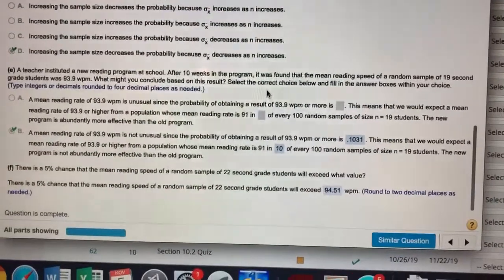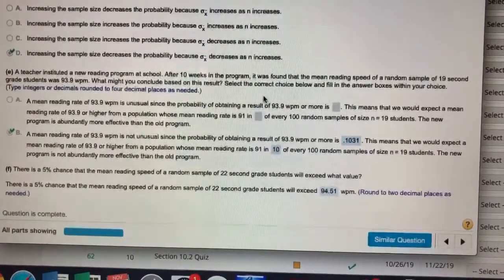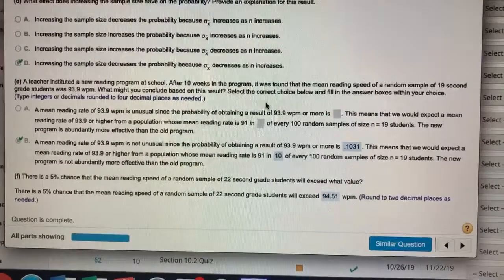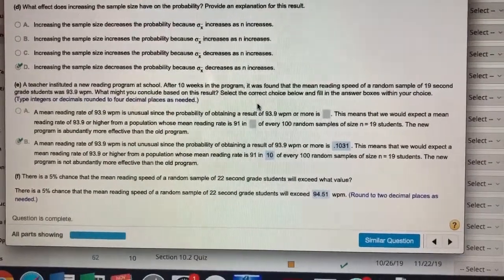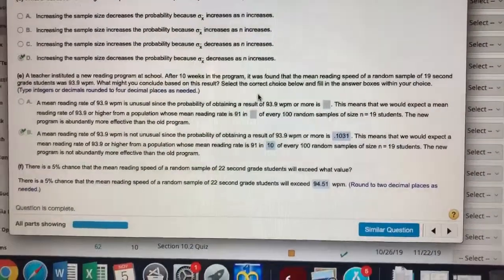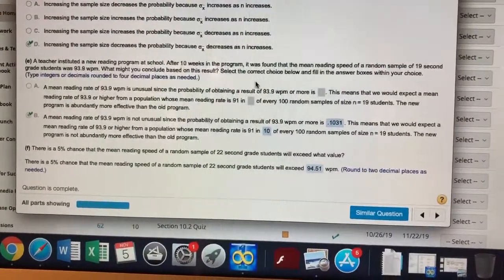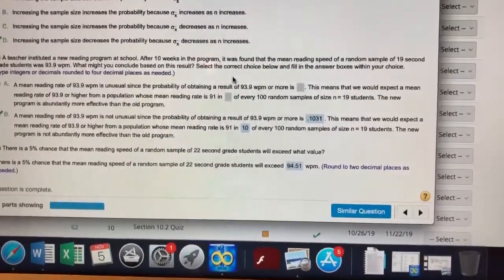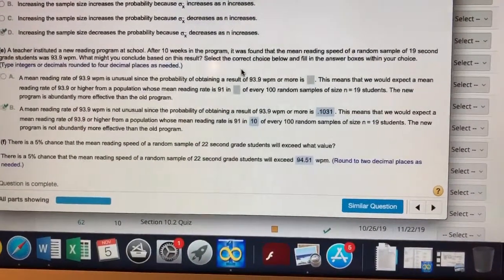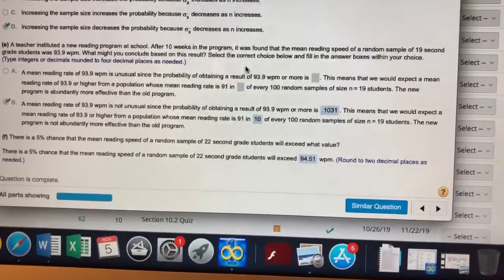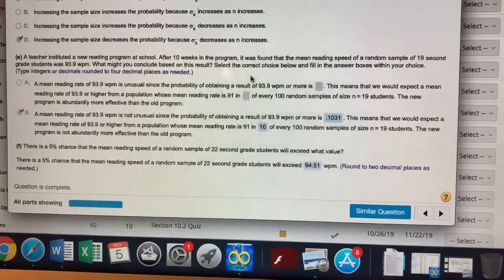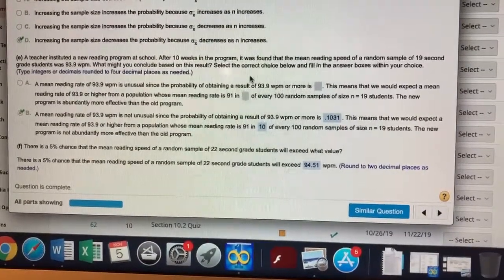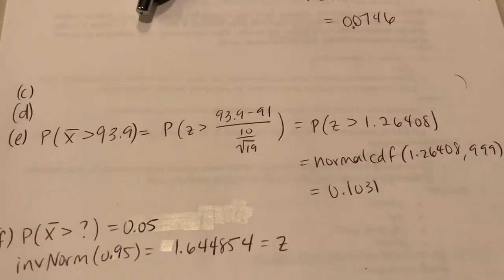For part E, what it's asking for is a conclusion for what this teacher has found to be true for her new reading program at school. After 10 weeks in the program, it was found that a mean reading speed of a random sample of 19 second grade students was 93.9 words per minute. So we need to use a sample mean where x bar is greater than 93.9.